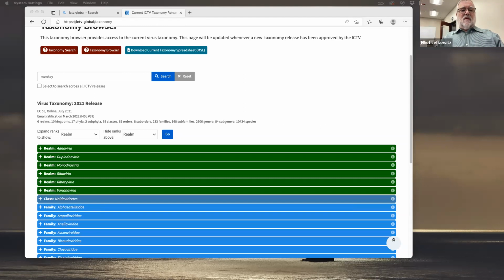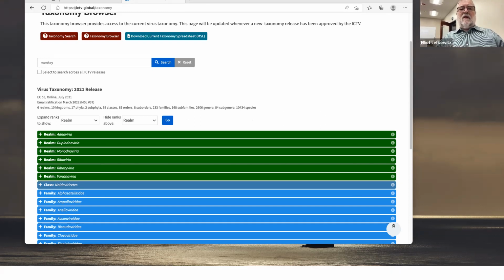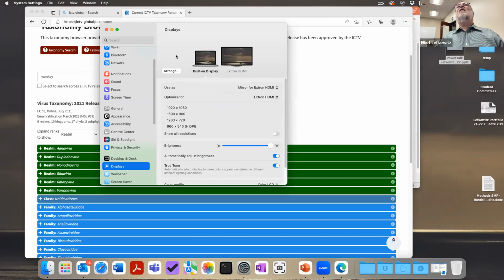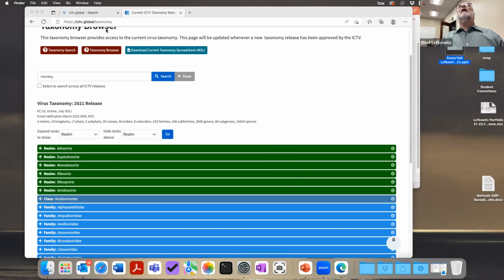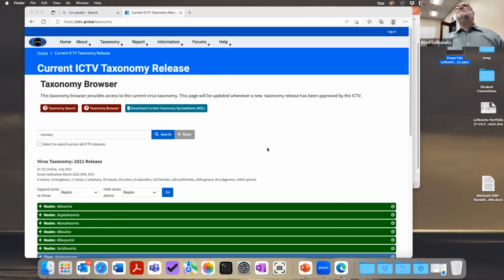Okay, now it looks like a web browser. Yeah, what I'm going to do is mirror my display. Okay, how does that look? That looks good.